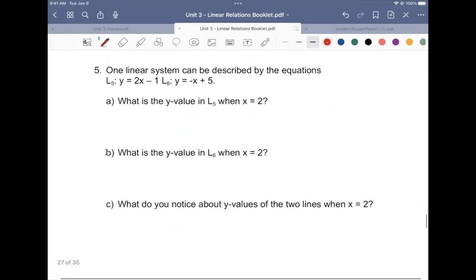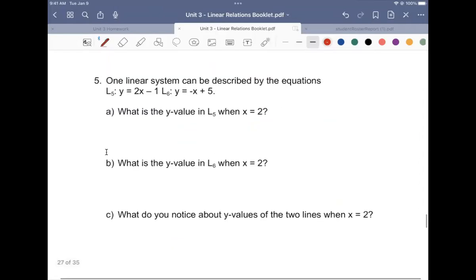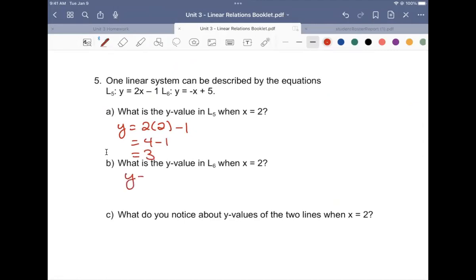So for instance, we're just going to start off here with a very simplified version of it, and I am going to determine the y value in my fifth equation, which is 2x minus 1, when x is equal to 2, which means y is equal to 2 times 2 minus 1, which is 4 minus 1, which is 3. For the second one, I have L6, y is equal to negative, again, I'm going to substitute 2 in, plus 5, which is equal to 3.